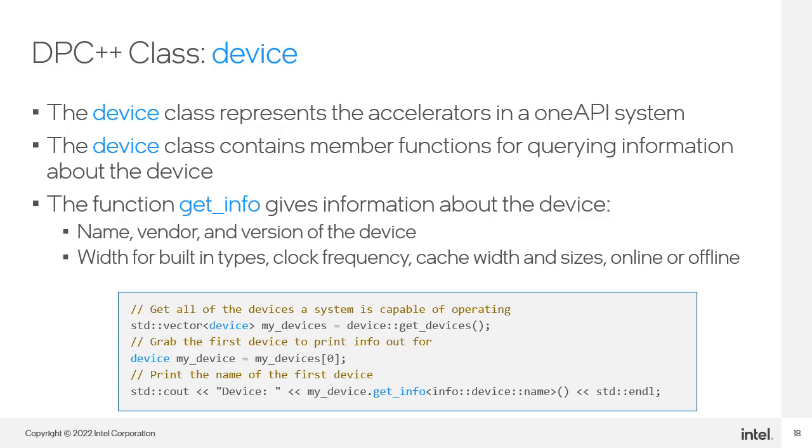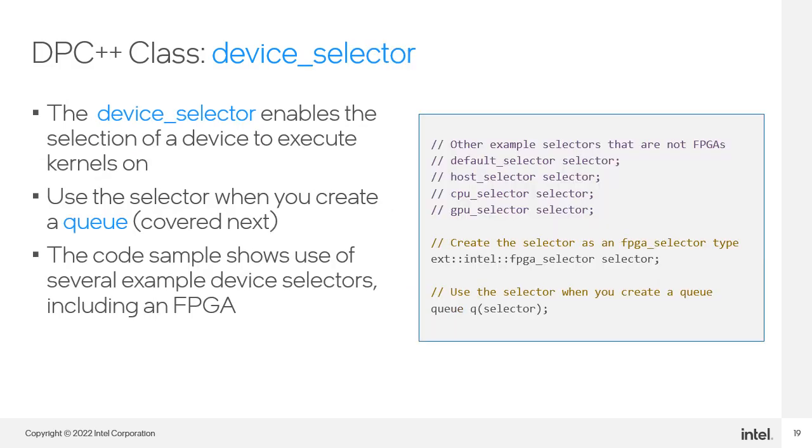In this example code snippet, we show how to make a query to see the devices that are available and get information about them. DPC++ also has a device selector class. This class enables selection of a device to execute kernels on. You can select a device of choice by using the selector construct described in the code snippet. You can also use the default selector, and the default device available will be used for acceleration.